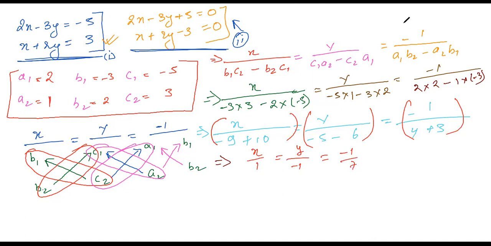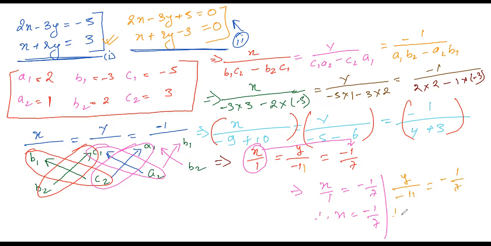When you have got this, now you go for this x with the 1 value. So it is x by 1 equals minus 1 by 7. Therefore x equals what? If you cross multiply, that is minus 1 by 7. That is the first quantity. And the second quantity is y by minus 11 equals minus 1 by 7. Now if you solve for y, that is minus 1 by 7 into minus 11. So it is going to be 11 by 7. Is it clear?